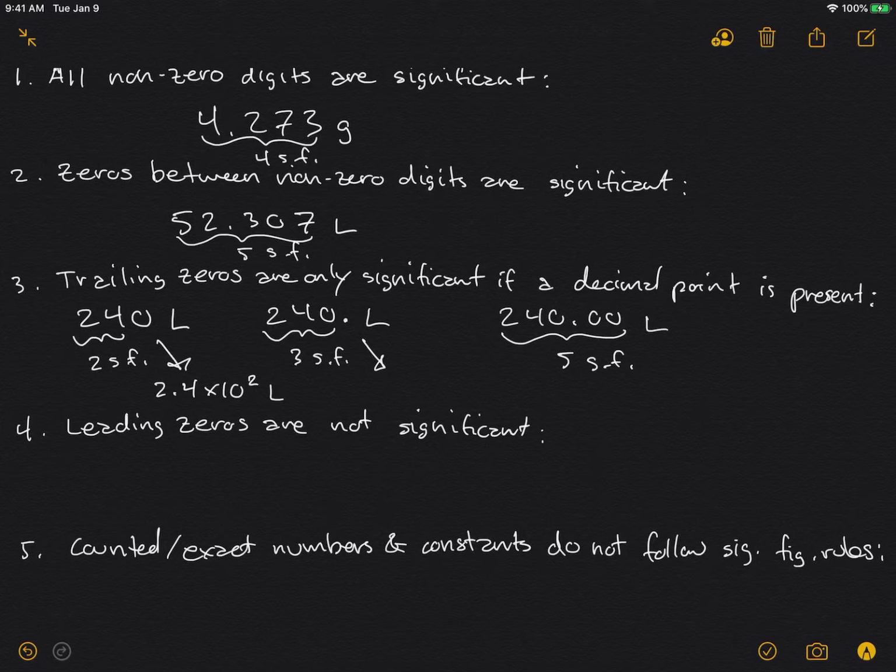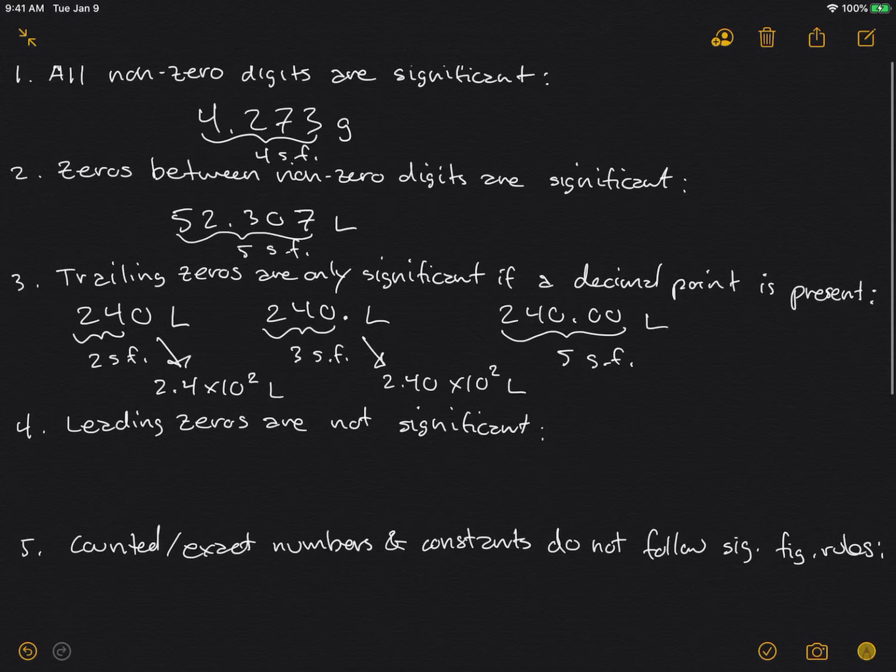This has 3 significant digits, so place a decimal point after the first one and express it as a power of 10. 2.4 times 10 to the 2 liters. And since this number has 5, you would include all significant digits when you write it in scientific notation. So 2.4000 times 10 to the 2 liters. Rule number 4 says leading zeros are not significant.